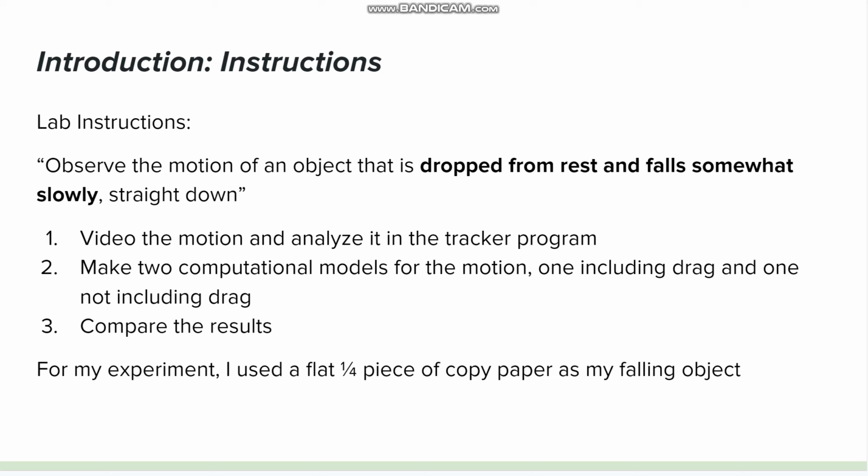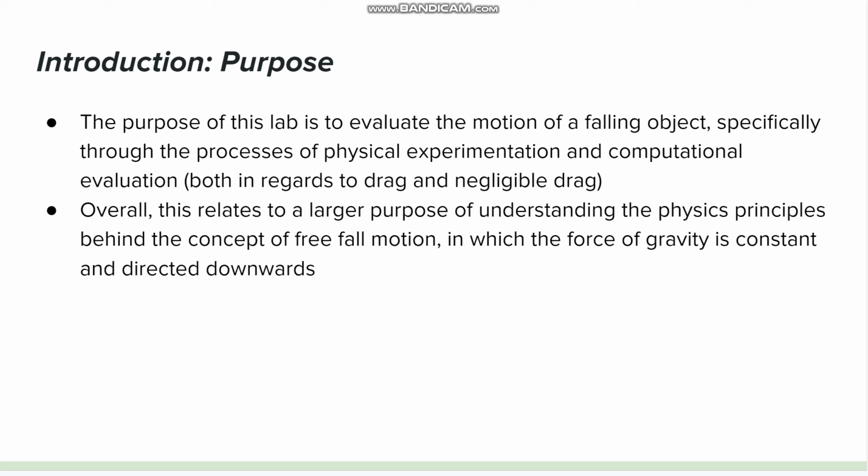Introduction instructions. The instructions for this lab were to observe the motion of an object that dropped from rest and falls somewhat slowly straight down. The goals were to video the motion and analyze it in the Tracker program, to make two computational models for the motion, one including drag and one not including drag, and then finally to compare the results. For my experiment, I used a flat 1/4 piece of copy paper as my falling object.